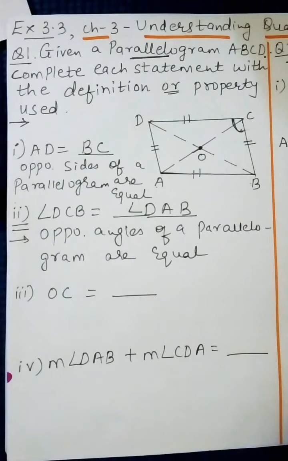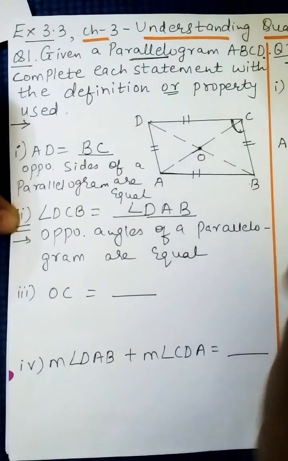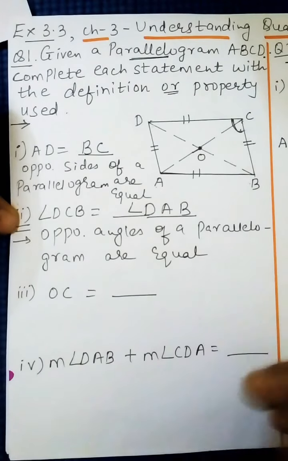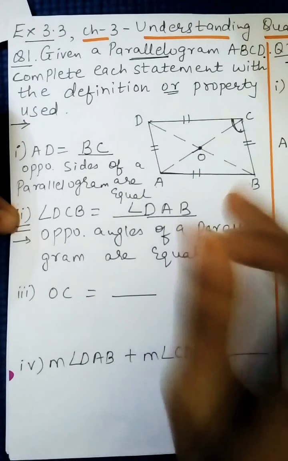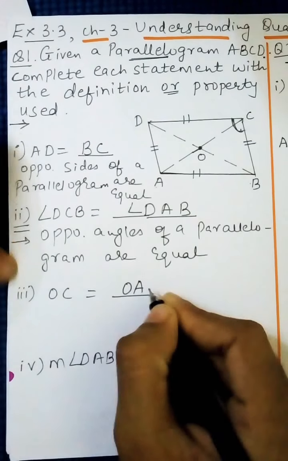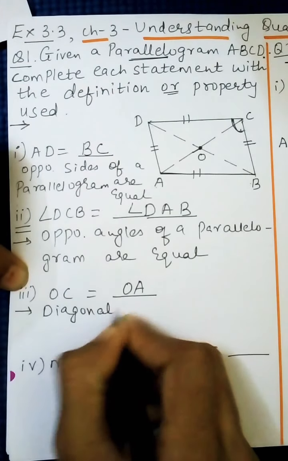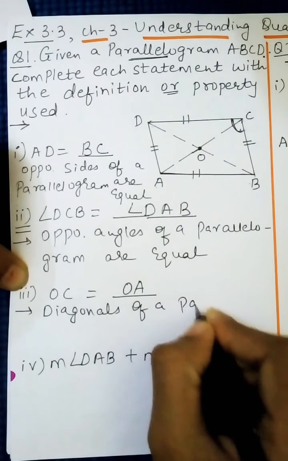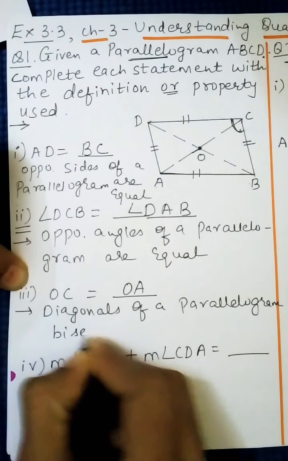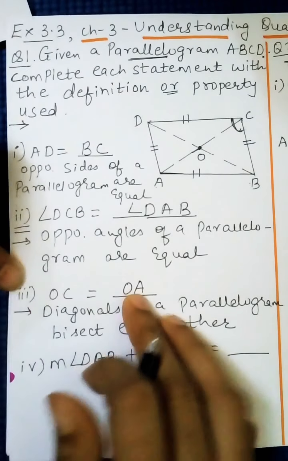Now the third one, OC. Where is OC? Here. This part is OC. So OC will be equal to OA. Which property are we using here? Diagonals of a parallelogram bisect each other. So that will be the property. So OC is equal to OA.